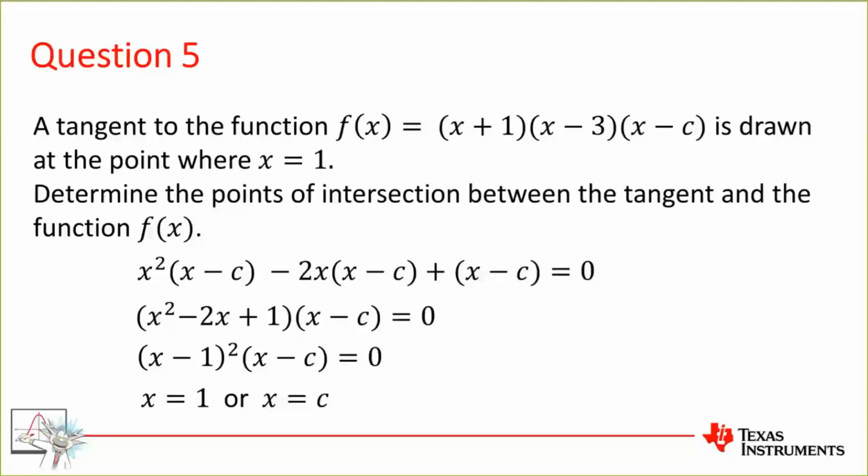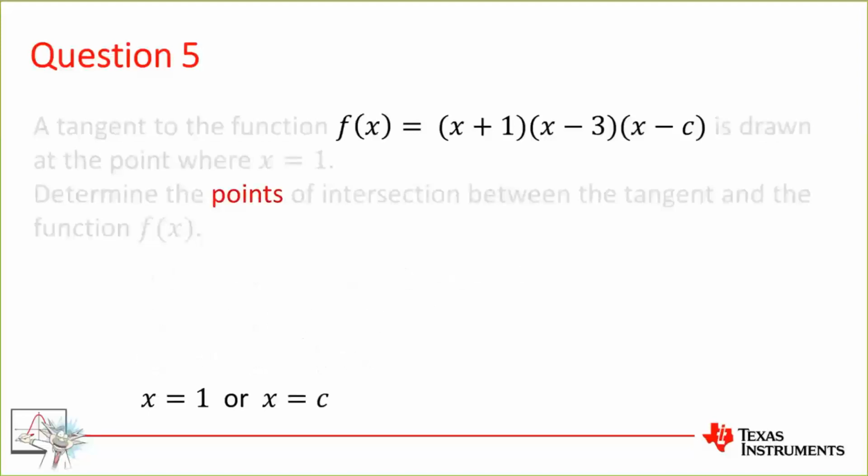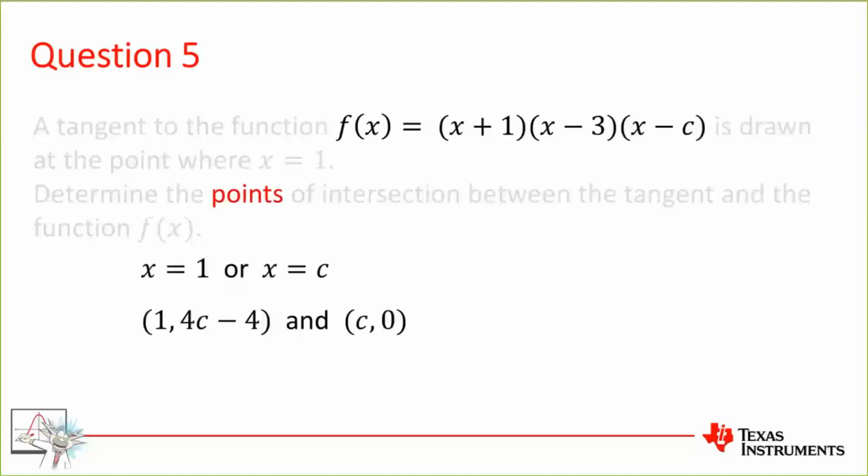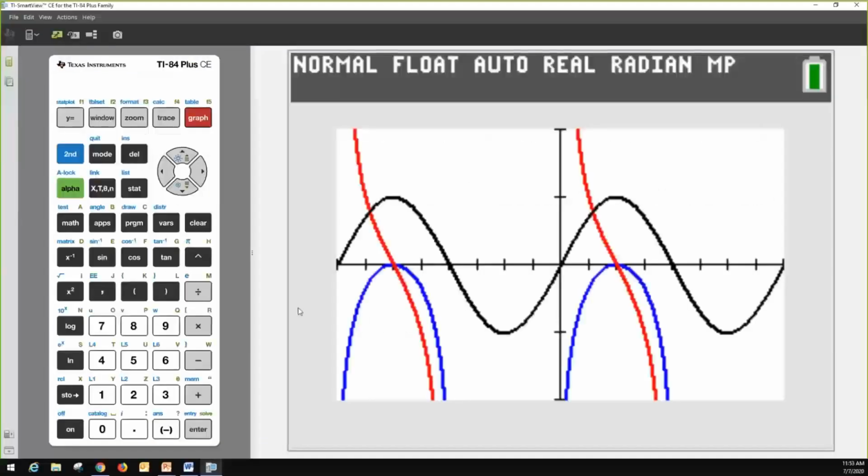We haven't finished our question yet because it did say points of intersection. So we need to substitute those values into our original equation, and we get those 2 points. The first one is where our tangent crosses the original function. The second one, c, 0. Interesting. So that suggests that the tangent crosses f of x at the same point that f of x crosses the x-axis. So let's go back to the calculator and see how we might use the calculator to answer this question.